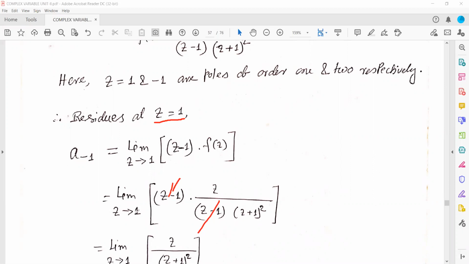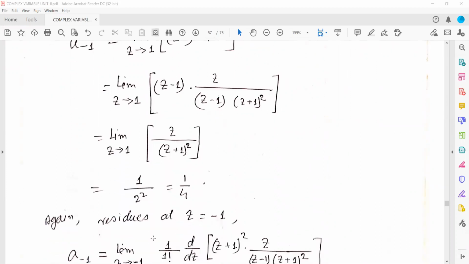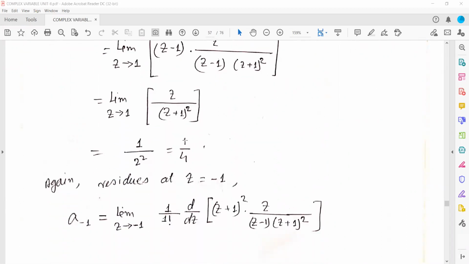Now put the limit z = 1 here. So 1 by (1 + 1) whole square, that means 2 square, that is 4. That means 1 upon 4. So the residue will be 1 upon 4. So you have got the residue as 1 upon 4.